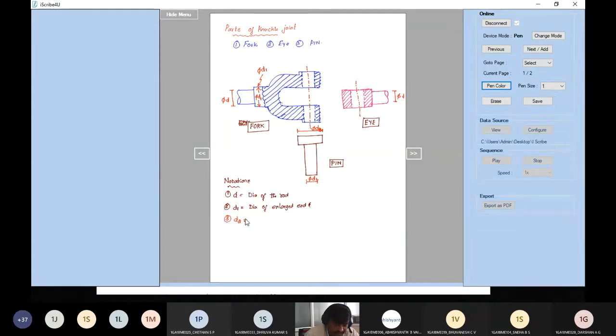What do you name D2? Small pin. Diameter of pin. And D3 is the diameter of the pinhead.